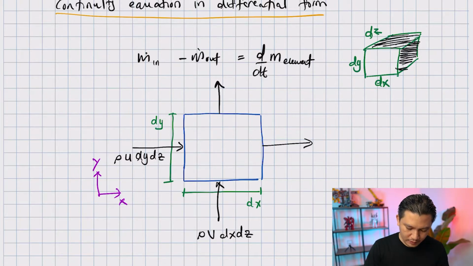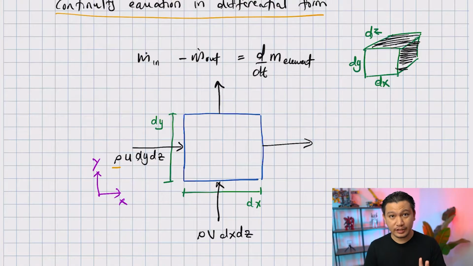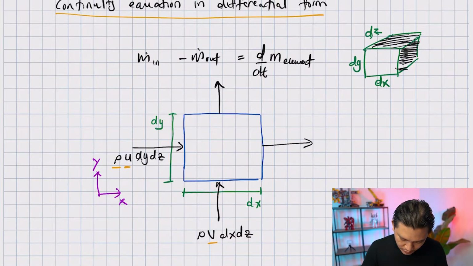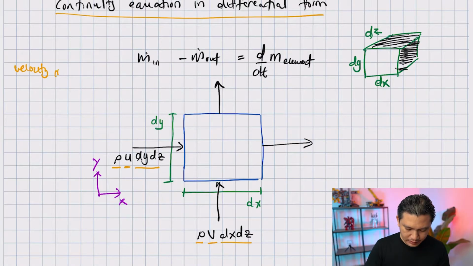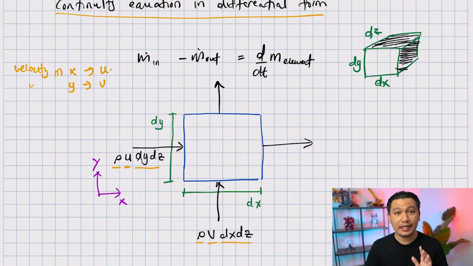And if you notice here, what I did is rho is rho, and then velocity is u in x direction, v in y direction. Okay, and this is of course the area. This is the area. This is the density. Okay, so velocity in x direction is u. Velocity in y direction is v. And later, you're going to see that velocity in z direction, we're going to label it as w.